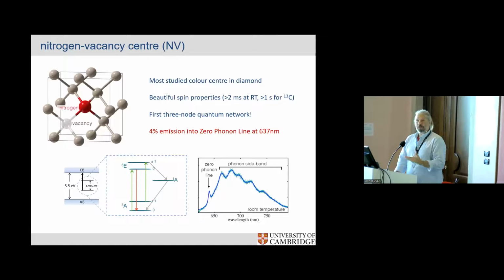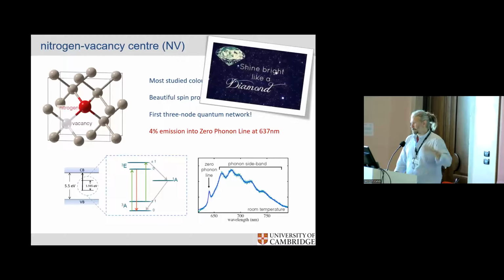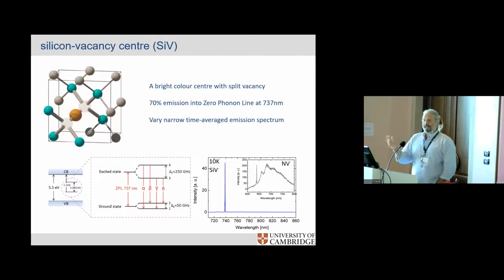So the idea is to look at other color centers to see if there is any that can offer better optical performance with hopefully matching the spin side of the story. So we need that. So one example that came out among many others that were studied, of course, hundreds and hundreds of color centers exist in diamond. One that came out that you should know about is the silicon vacancy center.